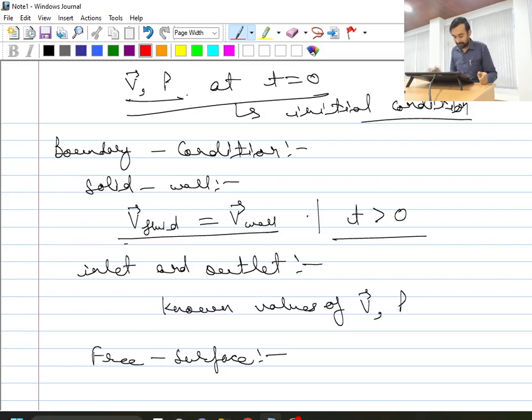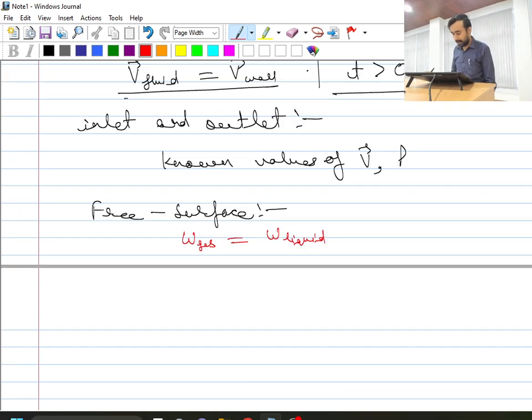That's why I will be writing over here that W component of gas must be equal to W component of liquid at free surface. This point is clear? So this is the first boundary condition, and this is called as kinematic boundary condition.